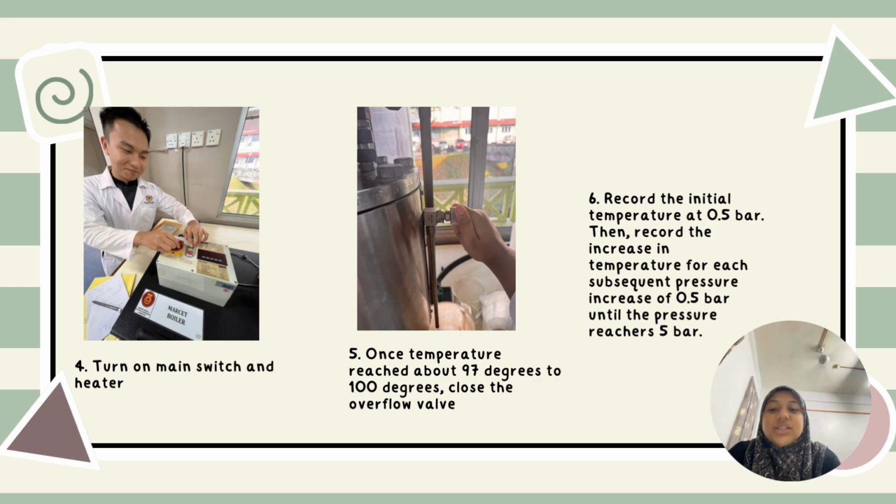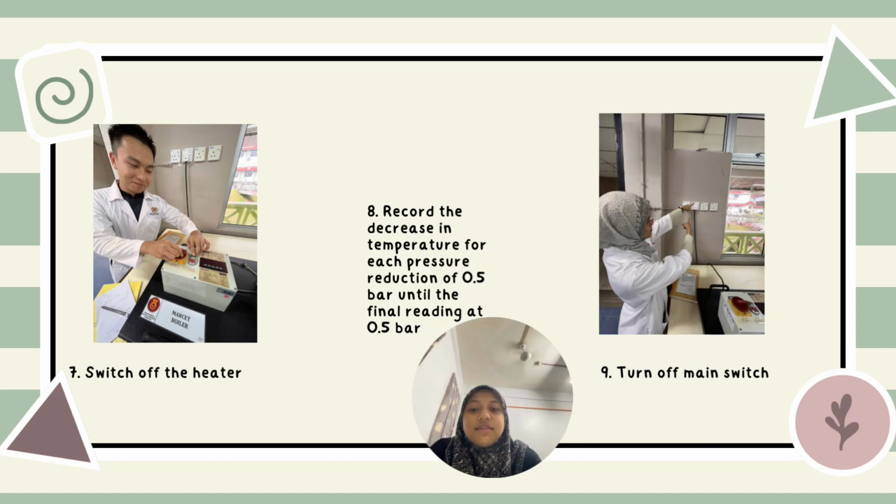Next, turn on the main switch and heater. Once the temperature reaches about 97 degrees Celsius to 100 degrees Celsius, close the overflow valve. Then, record the initial temperature at 0.5 bar. Then, record the increase in temperature for each subsequent pressure increase of 0.5 bar until the pressure reaches 5 bar. After that, switch off the heater and record the decrease in temperature for each pressure reduction of 0.5 bar until the final reading at 0.5 bar. Lastly, turn off the main switch.